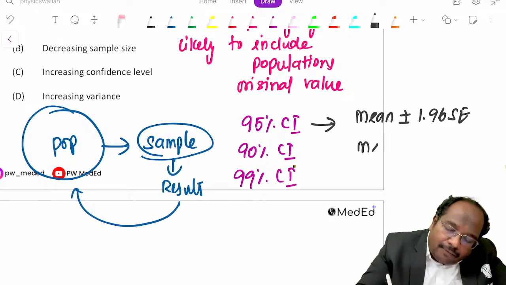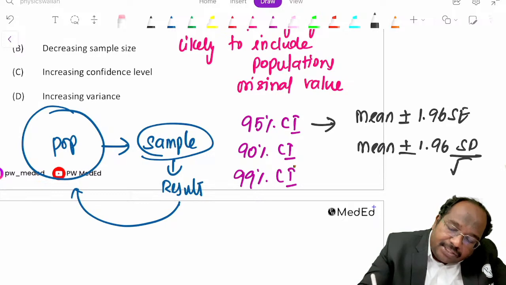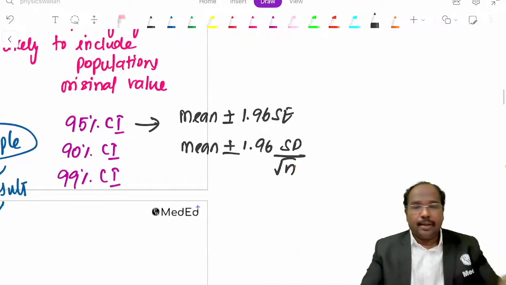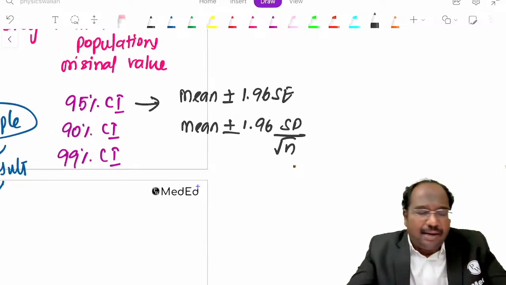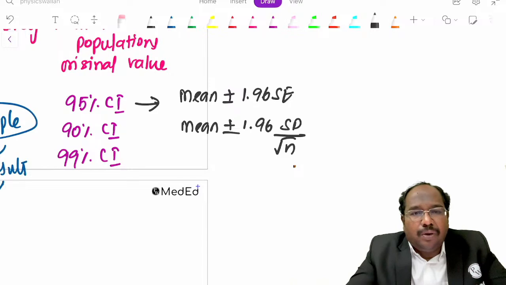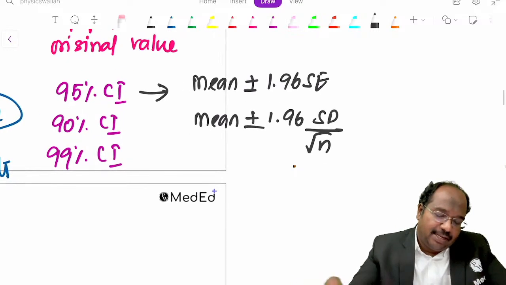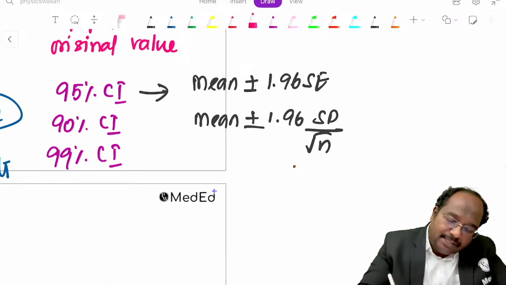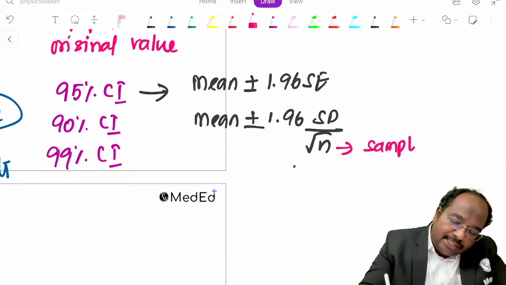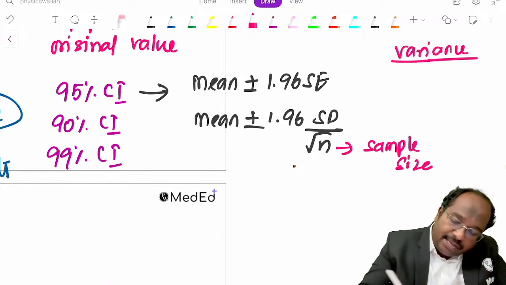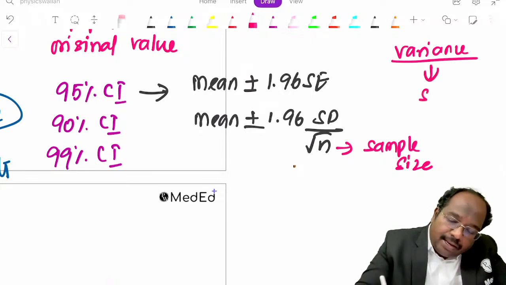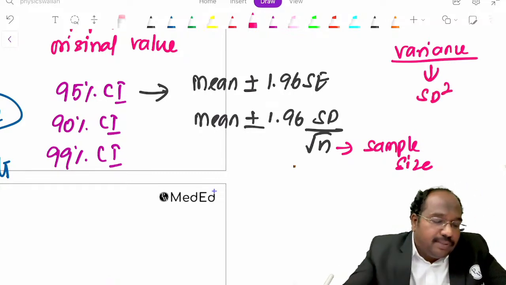So what is the formula for standard error? Standard error is standard deviation divided by square root of n. Now, it is more mathematical, but the concept is very simple. Now, confidence interval and n. N means sample size, guys. One more terminology you need to know based on the question: variance means SD square.